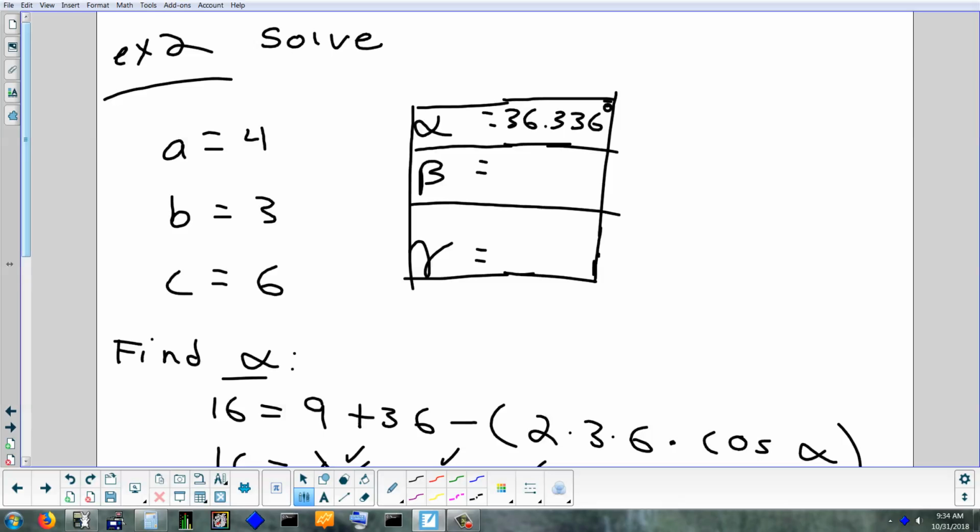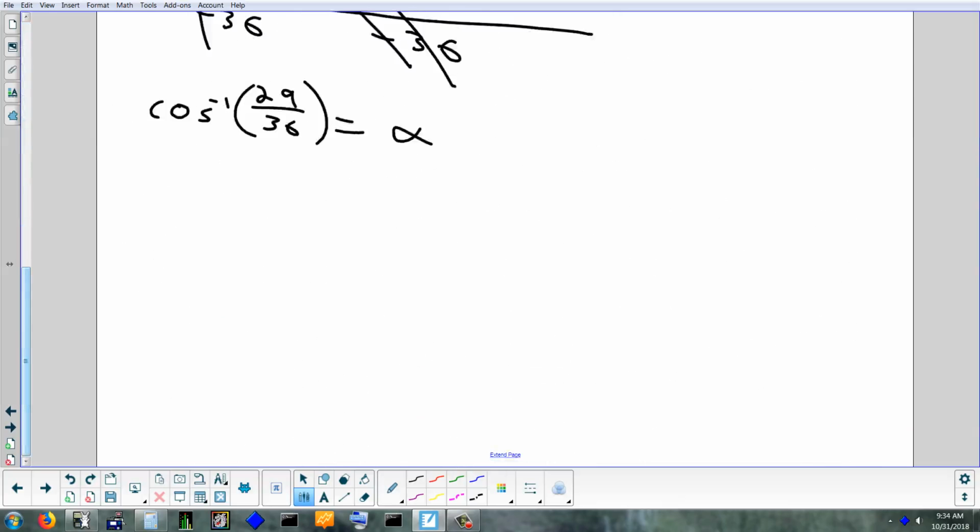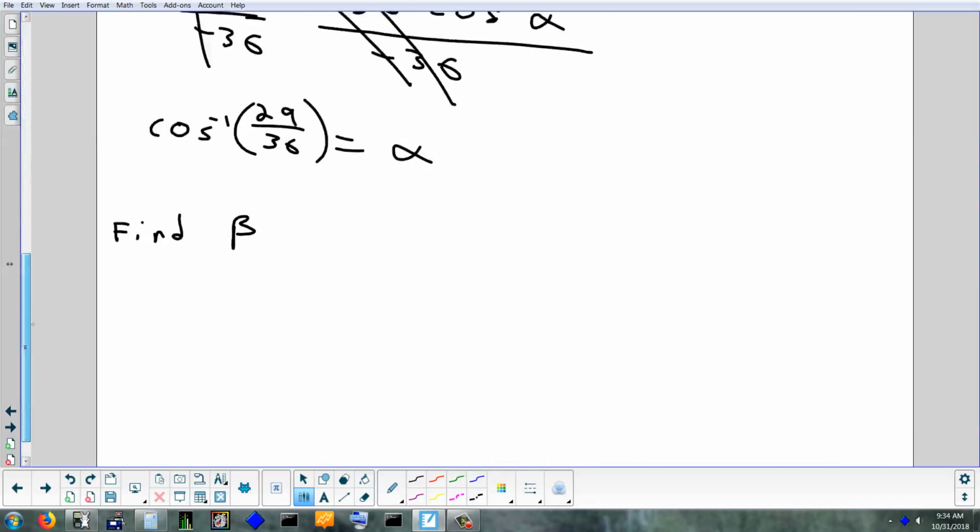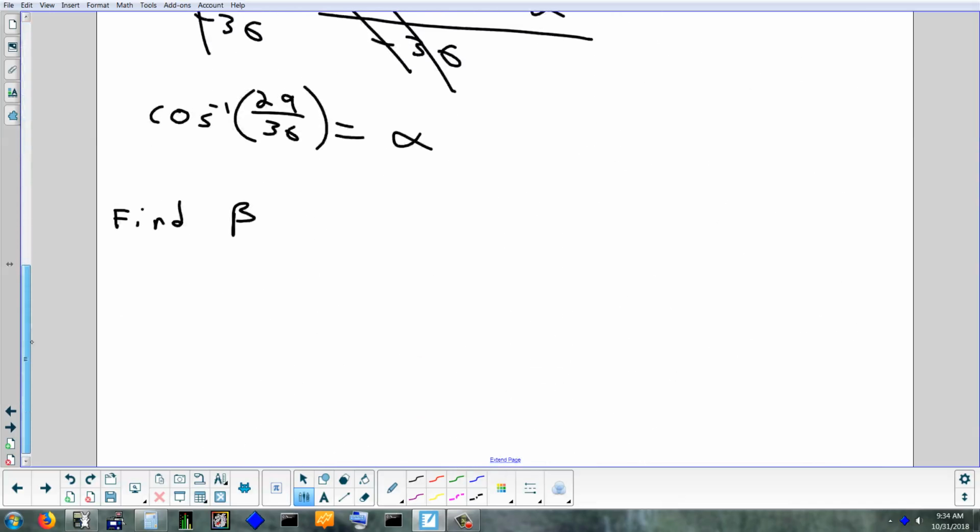Okay. So to finish up, do we want to do beta or gamma? Beta. So let's find beta. And can somebody tell me, I know it starts off b squared equals a squared plus c squared. But so I don't have to keep going up and down, can someone tell me what's b? 3. So 9. And then a? 4. So 16. And then c? 6.